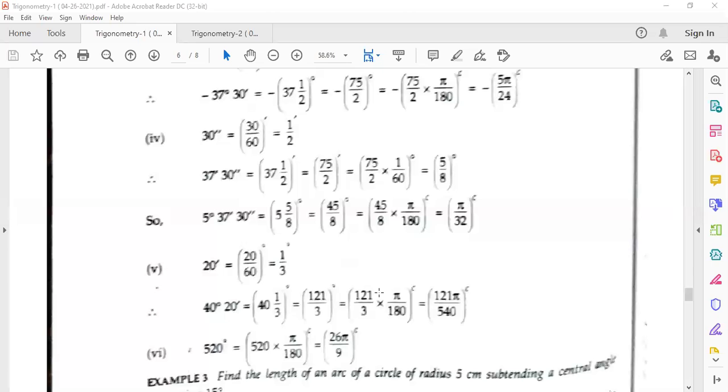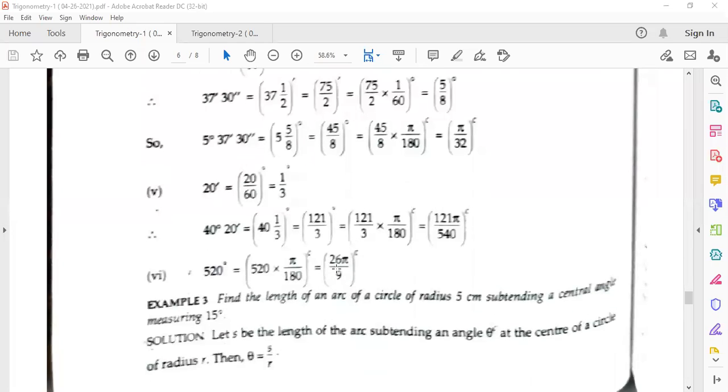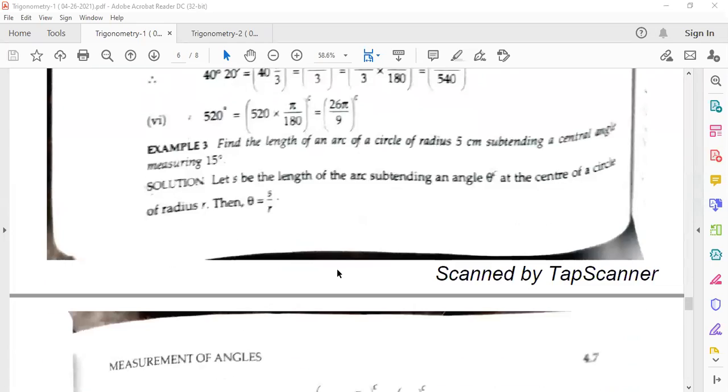So I think these are simple calculations you can make. Now take some examples given here. Find the length of an arc of a circle of radius 5 cm, subtending a central angle measuring 15 degrees. What does this mean? We have to find the length of the arc of a circle whose radius is 5 centimeters and the angle at the center is 15 degrees, right?